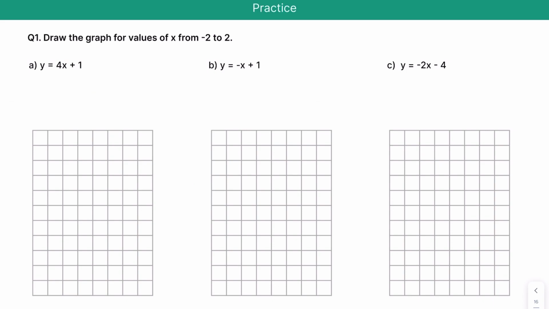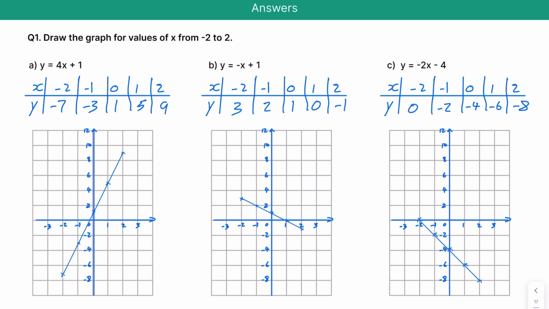So again, here's some practice questions. Press pause and we'll go. Here are the answers. Mark your work.